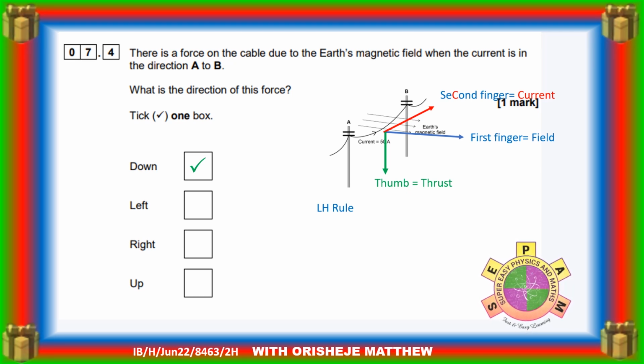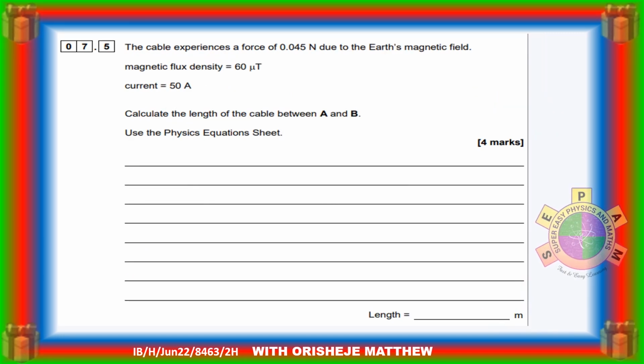So let's go to the next one. The cable experienced a force of 0.045 newton due to the Earth's magnetic field. The magnetic flux density is 60 microtesla, and the current is 50 ampere. Calculate the length of the cable between A and B.